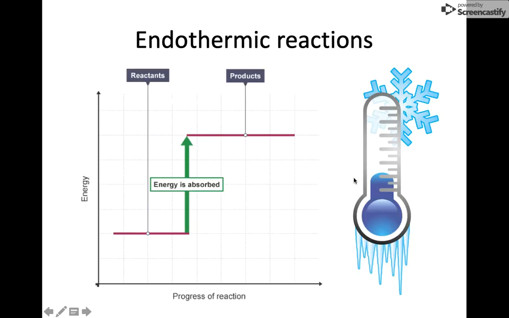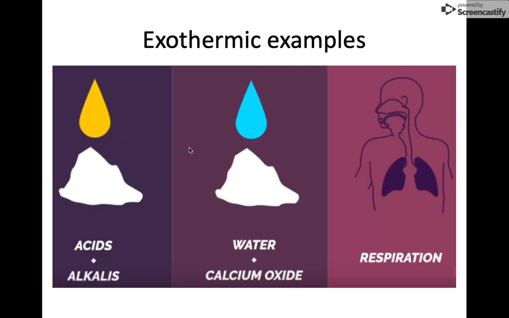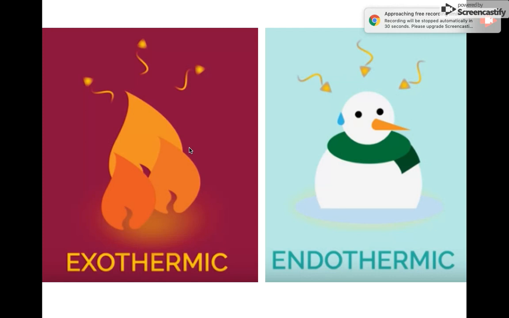Have a look here at the more simple version. If your reactants here are of a lower energy than the products, then that energy must be absorbed from the surroundings. So your surroundings get colder. So that's really it for endo and exothermic reactions. Remember that exothermic reactions give energy to their surroundings, and endothermic reactions take in energy from their surroundings.